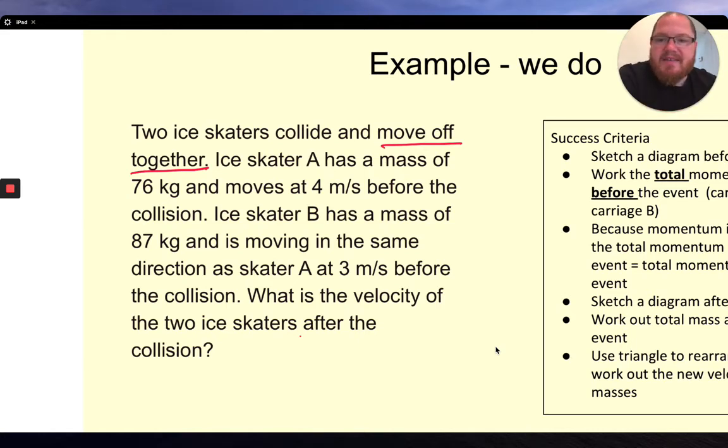So ice skater A has a mass of 76 kilograms and moves at 4 meters per second. Ice skater B has a mass of 87 kilograms and moves off at 3 meters per second. So before the event, where the other one was 0, stationary, we've actually got two ice skaters moving now, one faster than the other, to collide. What is the velocity of both ice skaters after the event?